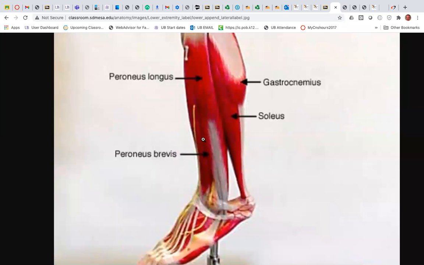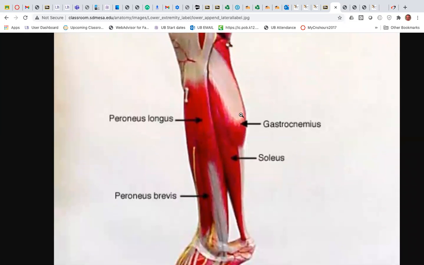We can see it here and here, okay? So that's the Peroneus Brevis muscle. So Peroneus Longus is here, and Peroneus Brevis here and here. If we look at the brevis, it inserts here on the lateral side of the leg.